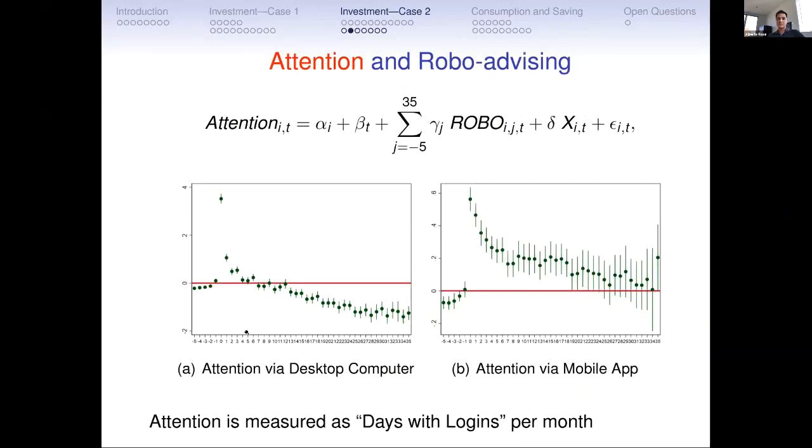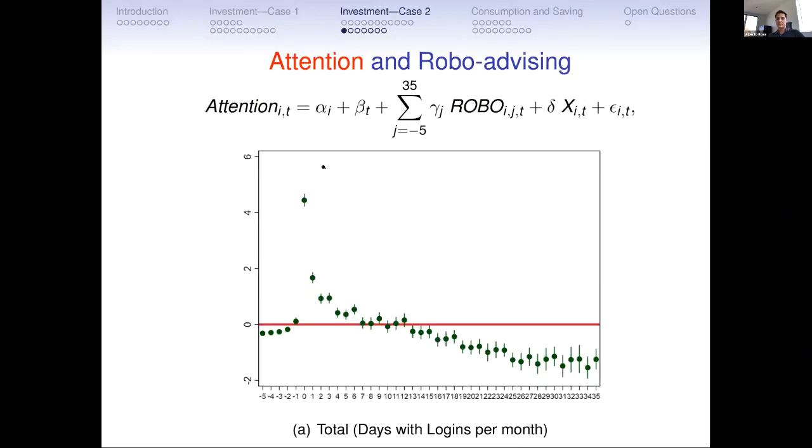Oh, sorry, guys. You have a big spike in the month they sign up, but then over time, at the beginning, individuals tend to monitor the robo-advisor a little bit, but after a while, they tend to decrease the number of times they log in to the platform simply because they don't need to acquire information on how to change their portfolio allocation, because this tool does it for them. This is the total logins.